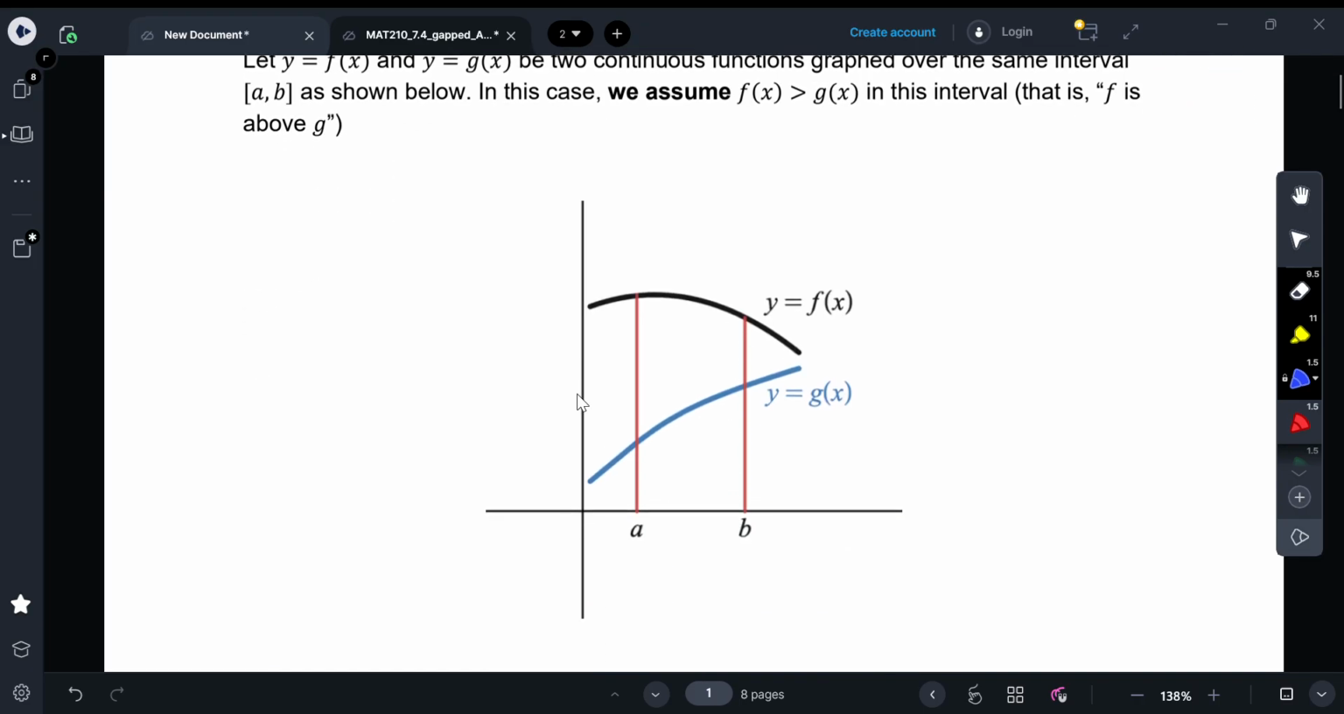Let's look at this one. For example, in this case, we can assume that f of x is greater than g of x in the interval, and you can see that here, right? So the area between these two curves, as I'm highlighting right now, is going to be this highlighted area. So if I want to find the area between curve f and g, it's this one. But how do I do this using integrals? That's what you're going to learn today.